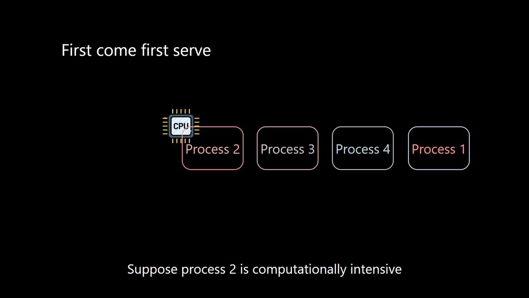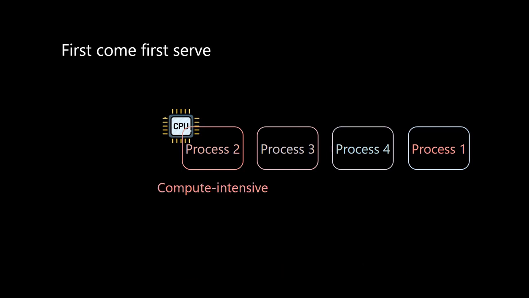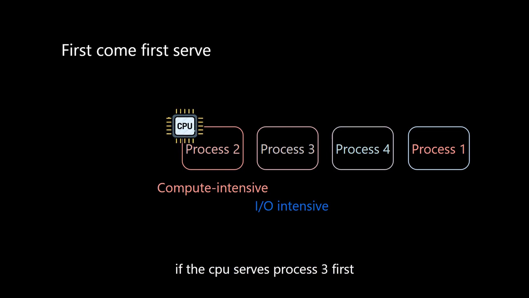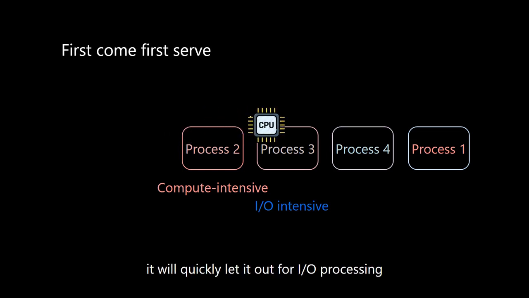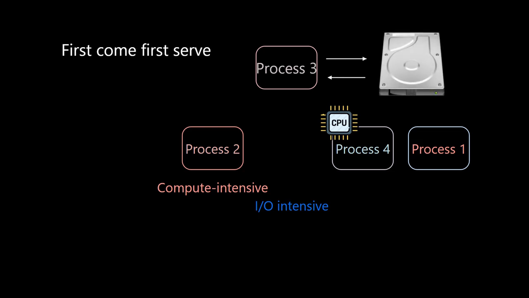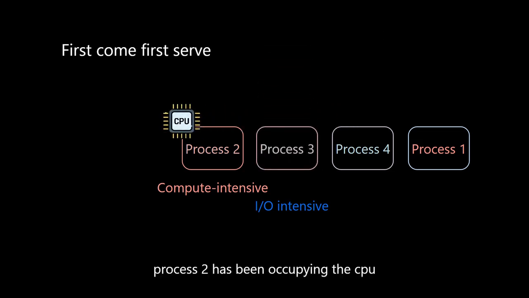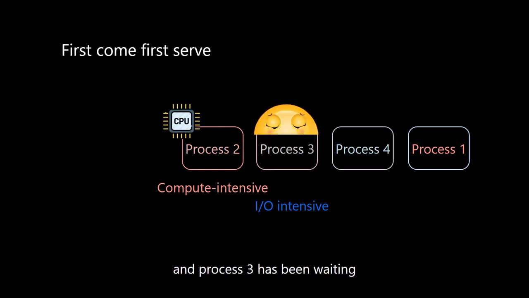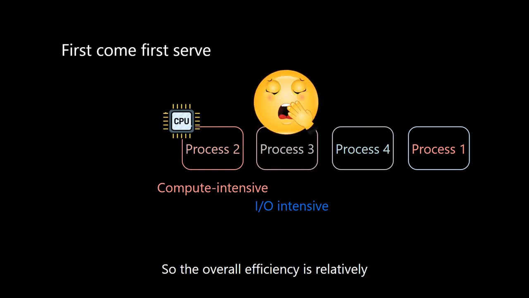Suppose process 2 is computationally intensive and process 3 is I/O intensive. Then, if the CPU serves process 3 first, it will quickly let it out for I/O processing. But now process 2 has been occupying the CPU and process 3 has been waiting. So the overall efficiency is relatively low.